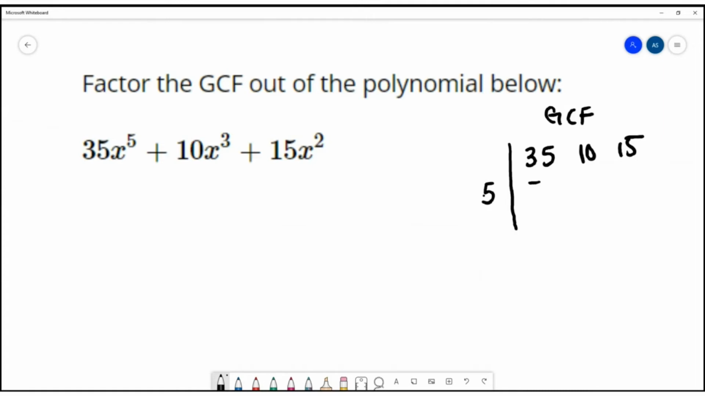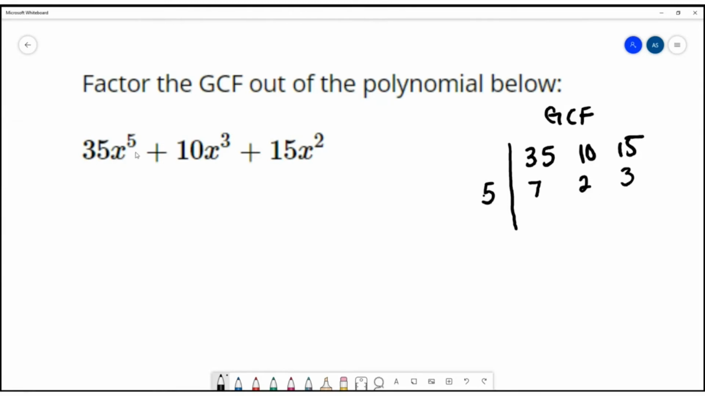5 divides into 35 7 times. 5 divides into 10 2 times. 5 divides into 15 3 times. And now that I've divided that 5 out, I look at the remaining numbers to see if there's anything left in common. 7, 2, and 3 are all prime numbers. There are no common factors among these numbers.